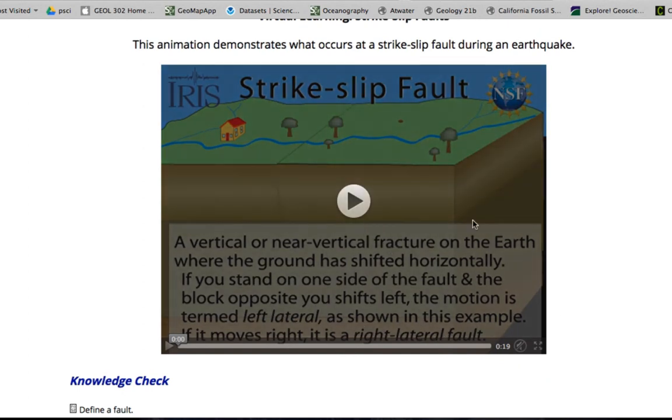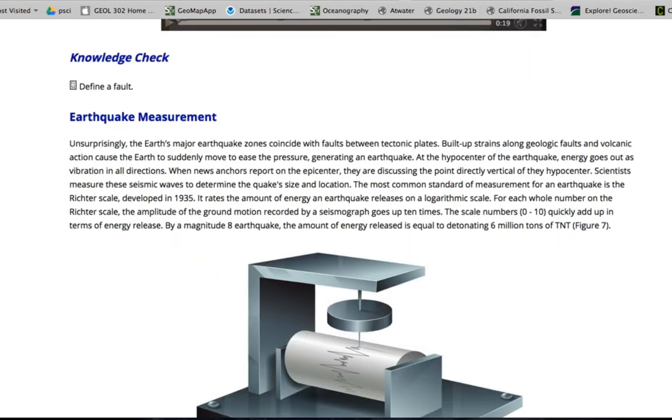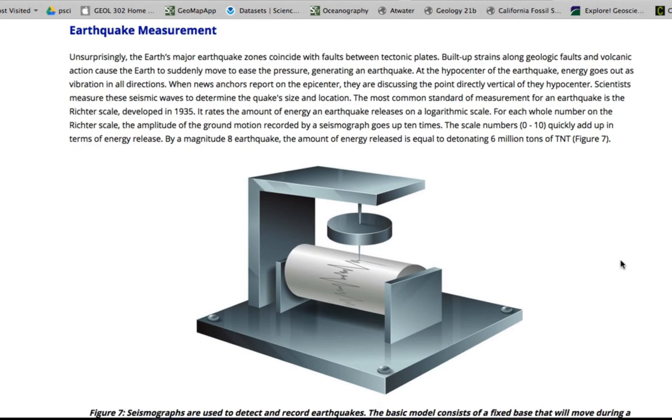It depends on which direction they move. So look at the animation and follow through there. And so remember, a fault is a fracture in rocks where slip occurs, or offset. And then they go into earthquakes here. Remember, where tectonic plates rub against each other, pull away from each other, crash into each other, well, that's where we see the earthquakes.